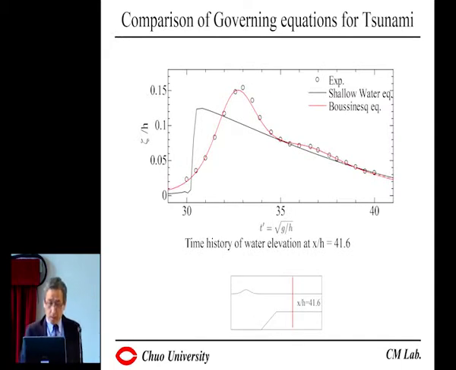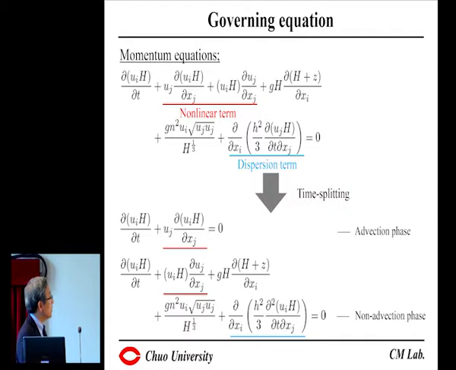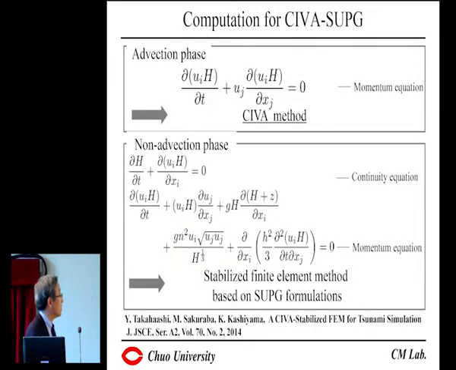And now I will talk about the discretization method briefly. Here you can see the momentum equations, and we apply the time splitting technique. Then we can obtain the two equation systems, the advection phase and the non-advection phase. For the advection phase, we employ the CIP method. The CIP method is one of the cubic methods based on cubic interpolation. And for the non-advection phase, we employ the stabilized finite element method based on SUPG formulations. And now I will show you the typical numerical examples.